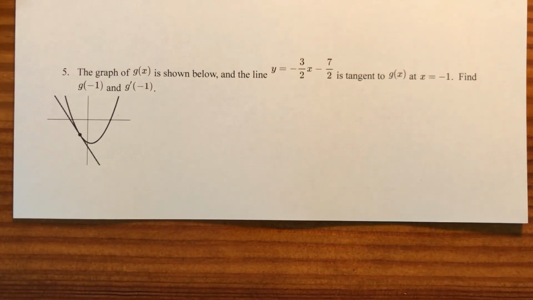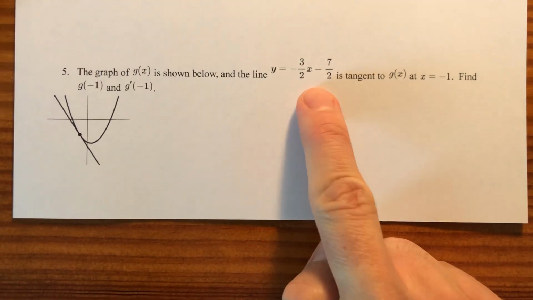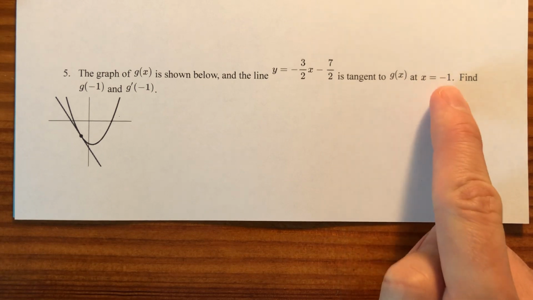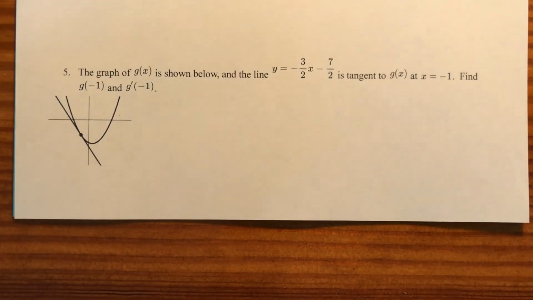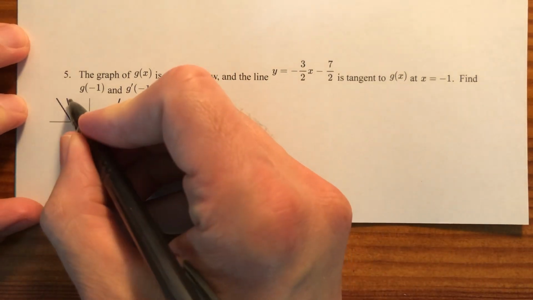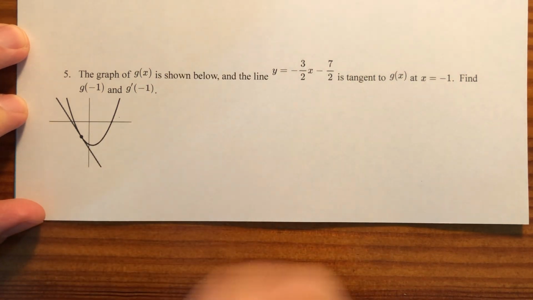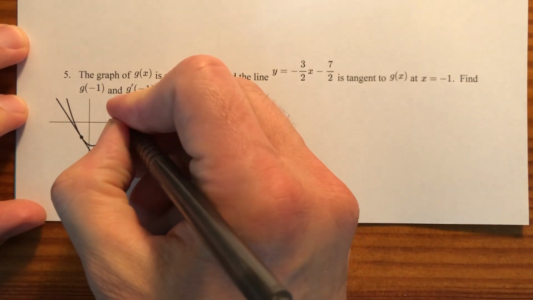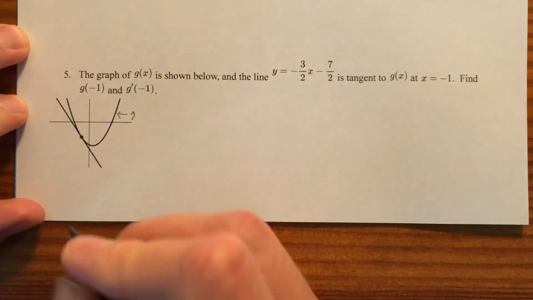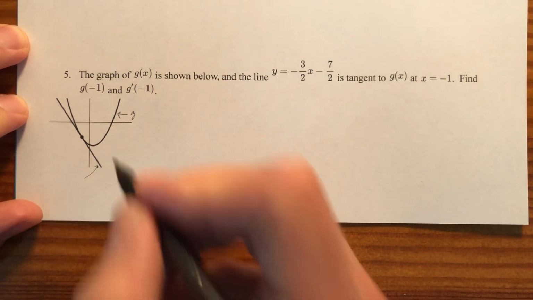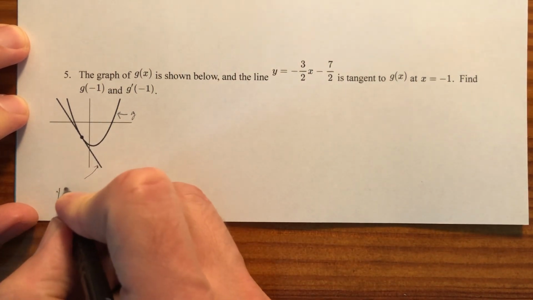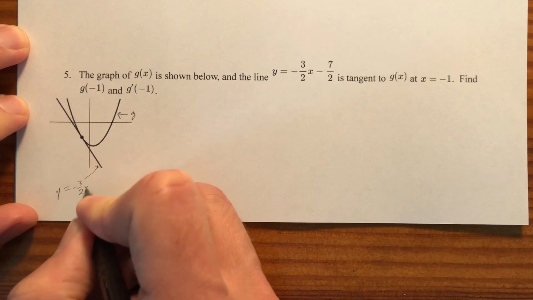Well, the graph of g is shown below, and the line shown here is tangent to g at x equals -1. So here's what we know. They've shown us the graph of g. This is g. And this line right here is the line that is tangent to g, and it is y equals -3/2 x minus 7/2.